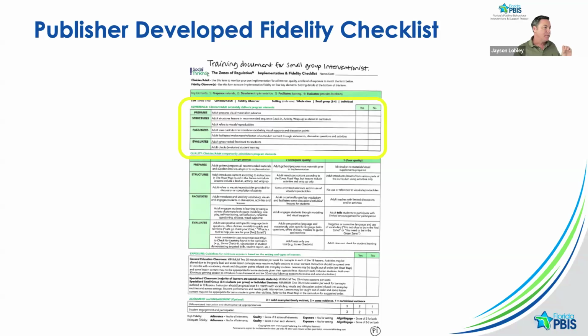This pointed out four different features, like preparation, structure, facilitation, and evaluation. These were the four features of fidelity. And then down below that, it provided a scoring rubric. So to answer yes or no for each of these, they could look at the scoring rubric to score the intervention within each part of the intervention.